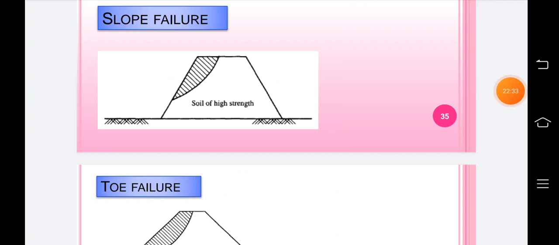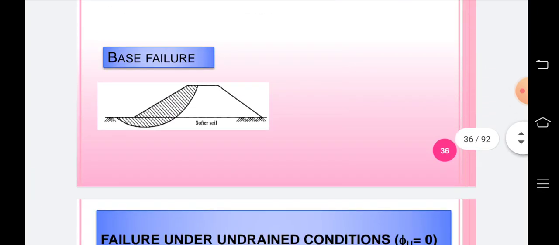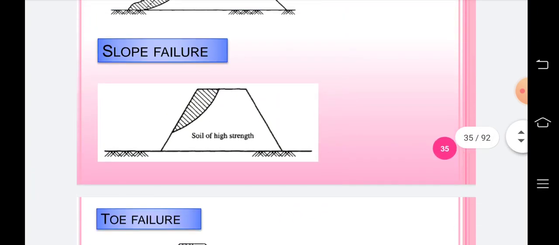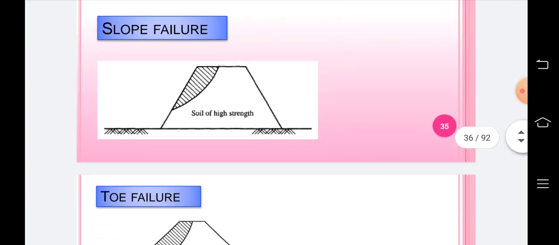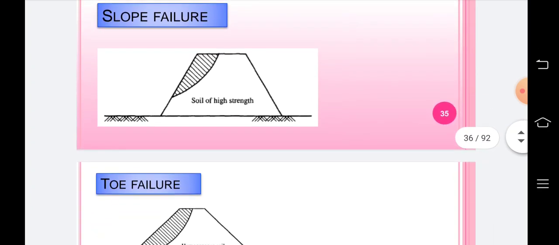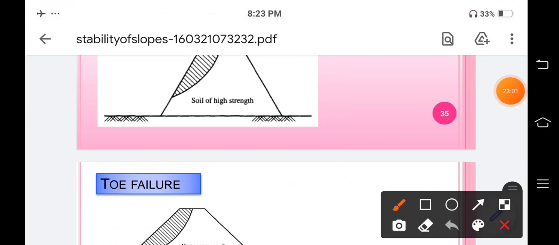The next point, or the second point, is the modes of failure. Generally, three kinds of failure occur in a finite slope. First is called a slope failure, also called a face failure. Second is called a toe failure, and the third is called a base failure. So these are the three kinds of failure that occur in a finite slope. By one diagram I will clarify the concept of these three kinds of failure.